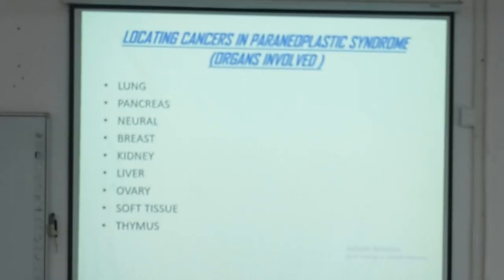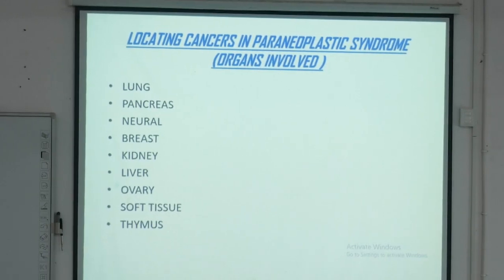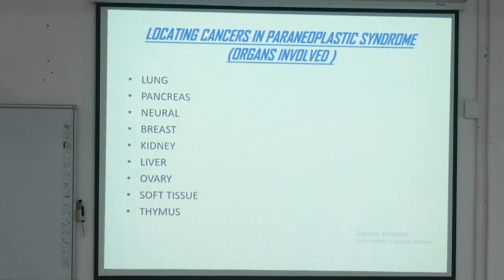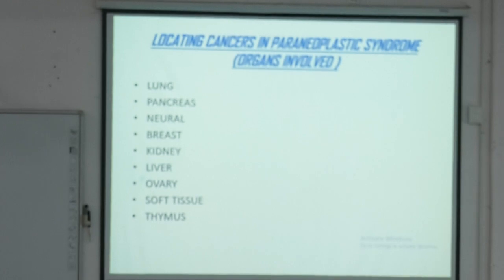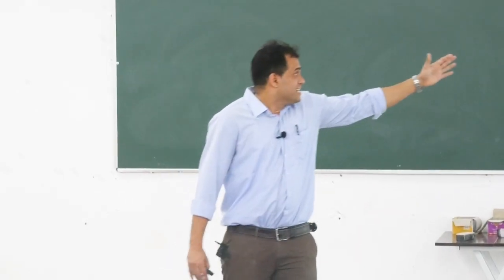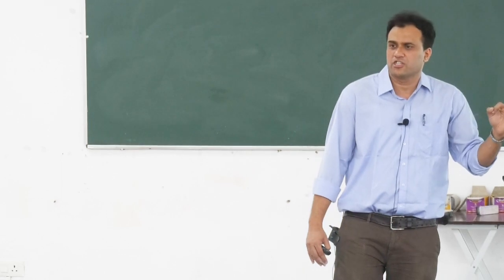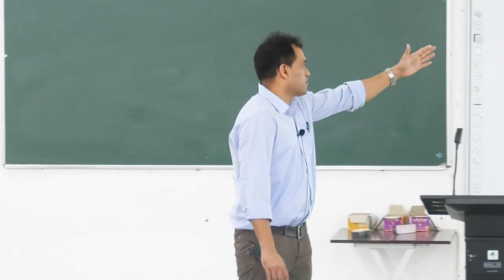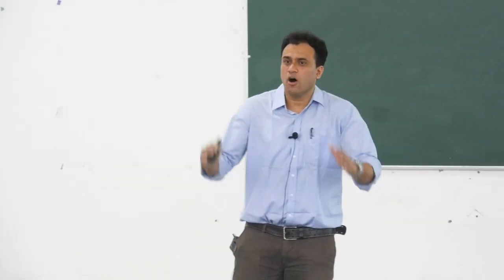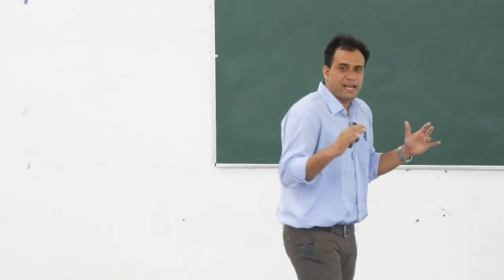Locating cancers in paraneoplastic syndrome: which organs are involved? Lungs, pancreas, neural, breast, kidney, liver, ovary, soft tissue, thymus. Paraneoplastic syndrome may be a little difficult to understand; you have to read it because you are totally new to it. I always give the example of the lung: small cell carcinoma, squamous cell carcinoma, bronchogenic carcinoma, et cetera. These are the organs most commonly involved.